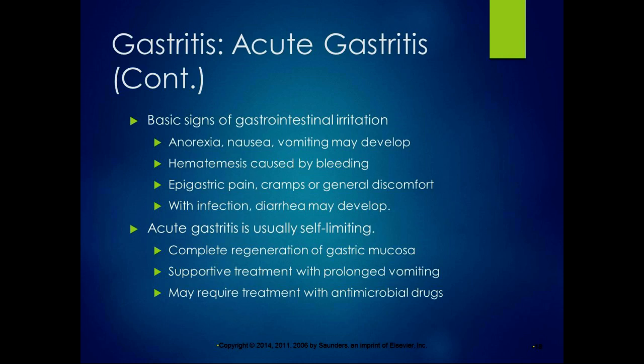So usually the signs of gastrointestinal irritation are those signs we already talked about: anorexia, nausea, vomiting, hematemesis, so blood in the vomit, epigastric pain, so pain around the stomach, cramps or general discomfort. With infection, diarrhea may develop. Acute gastritis is usually self-limiting, because you can get complete regeneration of the gastric mucosa after it subsides. Usually, if somebody has prolonged vomiting or, in some cases, diarrhea, treatment is supportive, giving the person fluids, preventing those electrolyte and acid-base imbalances. Sometimes they require treatment with antimicrobial drugs if it's caused by a microbe.